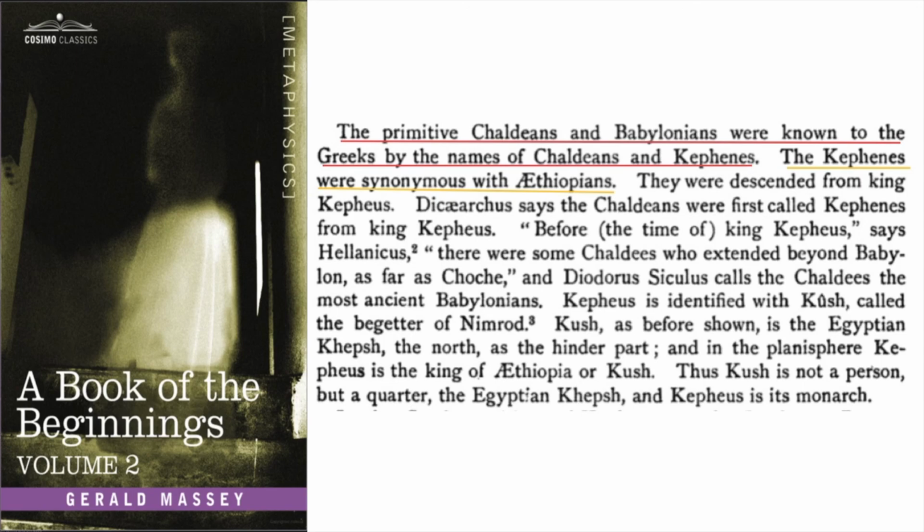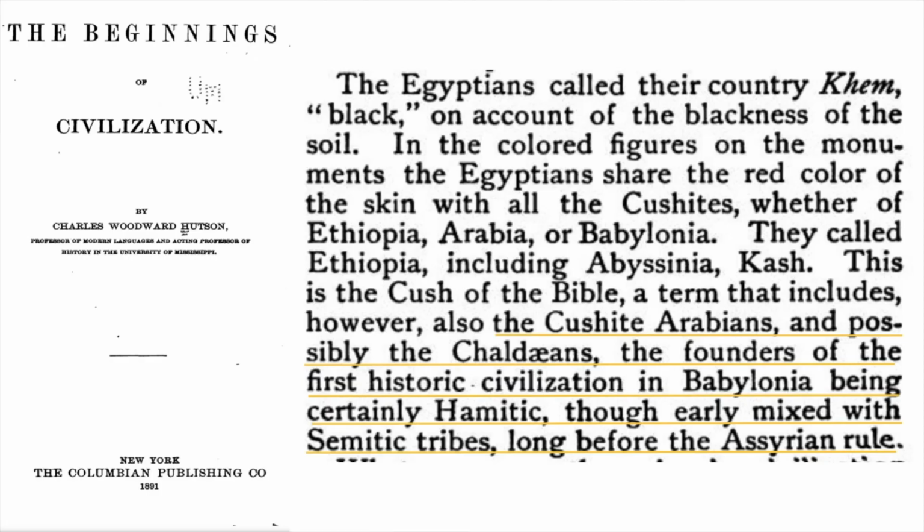This book is The Book of the Beginnings, volume 2 by Gerald Massey. And he says the primitive Chaldeans and Babylonians were known to the Greeks by the name of Chaldeans and Kephians. The Kephians were synonymous with Ethiopians. So yet again, we're seeing this connection between African peoples and Chaldeans.